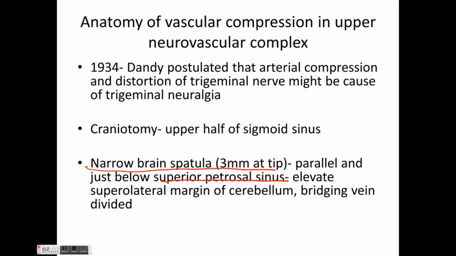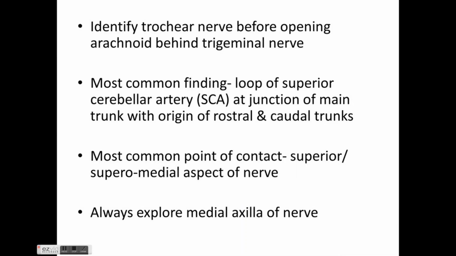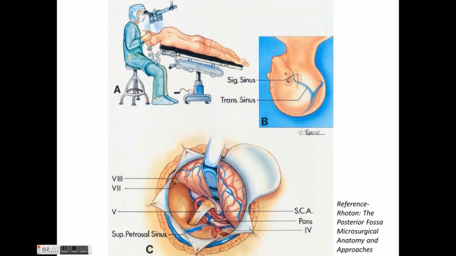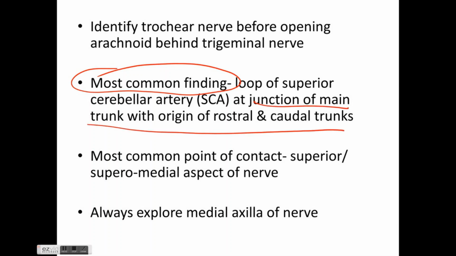As we can see, this shows the placement of the spatulas in the various surgeries for the CP angle. For the upper surgery, we use a narrow spatula. The most common culprit in trigeminal neuralgia is a loop of the superior cerebellar artery at the junction of the main trunk with the origin of the rostral and caudal trunks, and the most common point of contact is the superior or superomedial aspect of the nerve. It is very important to always explore the medial axilla of the nerve, because otherwise a vascular compression may be missed.